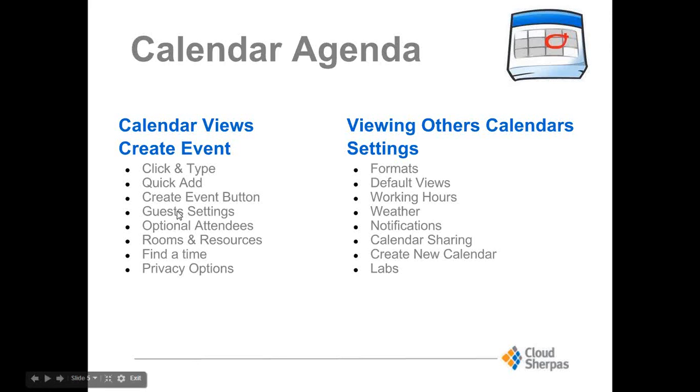Once you're creating an event, we'll show you how you can work with different guest settings, how to make attendees optional, how to book a room or a resource, how to find time so you know everyone's available, how to work with your privacy options, all that sort of stuff. We'll show you how to view and access other people's calendars, and then we'll also touch on the different settings in your calendar as well.